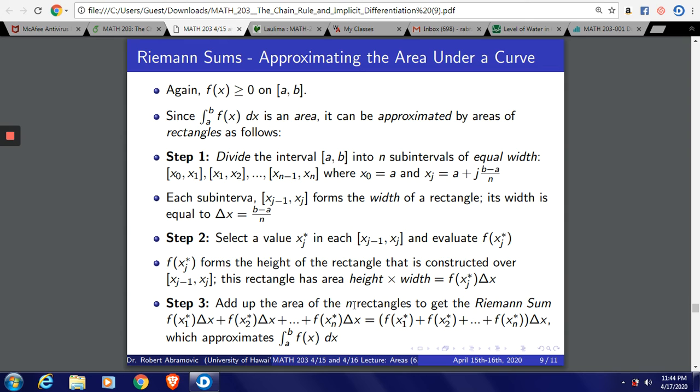We add up the n rectangles, because they're n subintervals, they're n rectangles, and we get the Riemann sum, f of x1 star delta x plus f of x2 star delta x, all the way up to f of xn star delta x. Factor out the delta x, we're left with this. This approximates the integral from a to b of f of x dx.